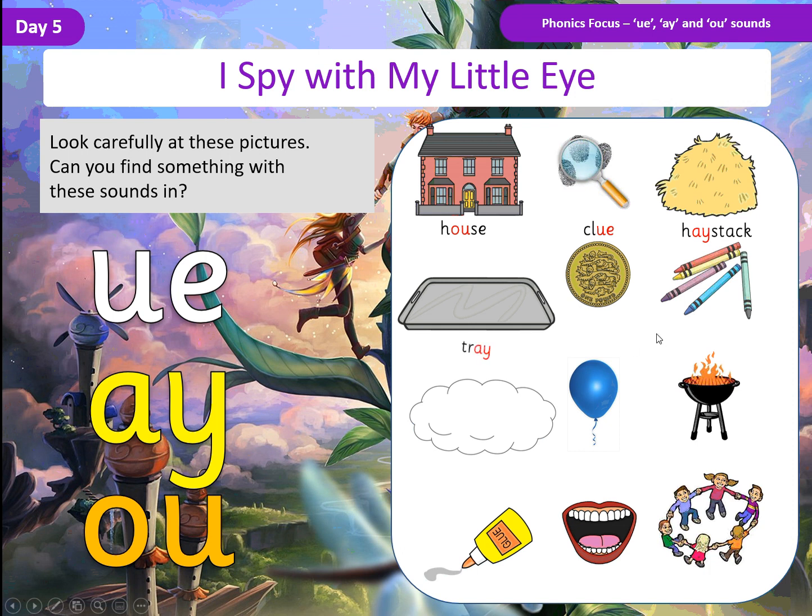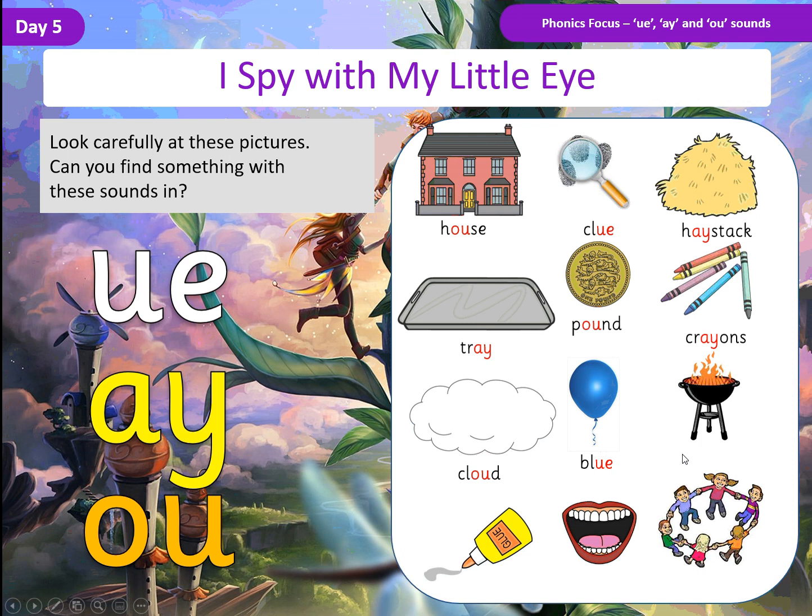Next one, tray. Next one, this is tricky, you might think it's a coin, but it's actually a pound. Next one, crayons, bet you got that. Next one, cloud. Now this one isn't a balloon, it's the colour blue.